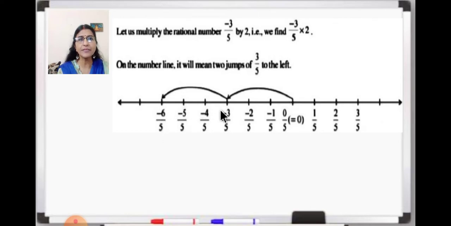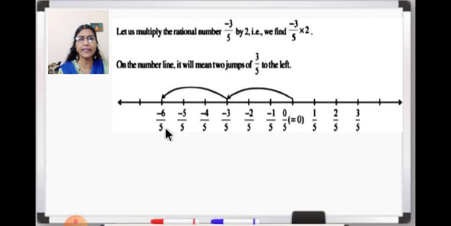So we have to jump 2 times, because here minus 3 upon 5 is multiplied by 2. It means we have to take 2 jumps of 3 upon 5 to the left. From here, if you take 1 jump, you will reach here. That means this is minus 3 upon 5. Now one more jump of minus 3 upon 5, and you will reach here. So you will get minus 6 upon 5.